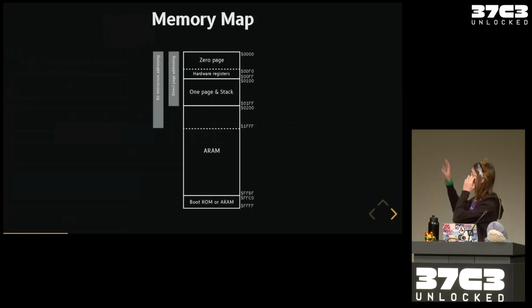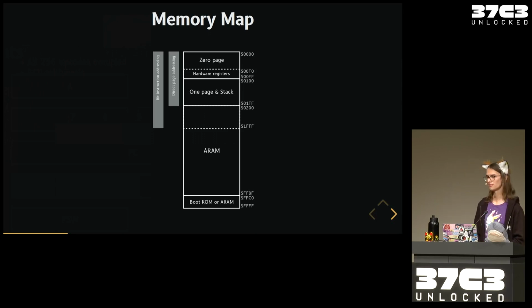So this is what the memory map looks like. Memory is split up into pages. Every page is 256 bytes large, so a page can be identified by the upper 8 bits. That's how we get the 0 page with hardware registers, and then the 1 page, which also contains the stack.